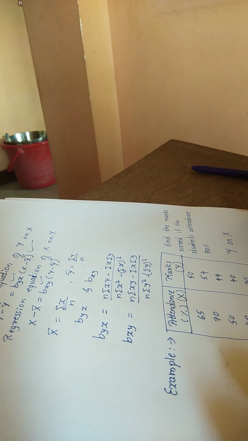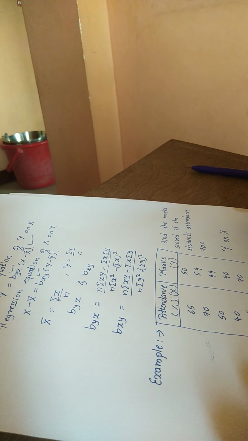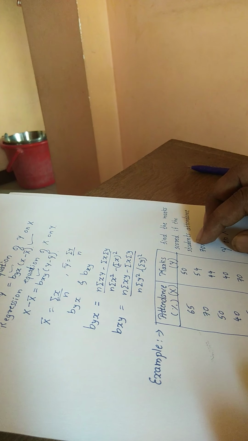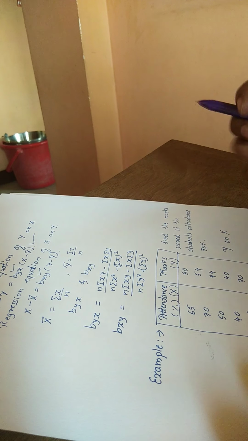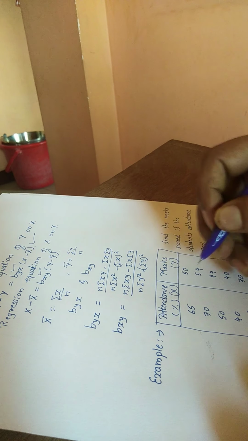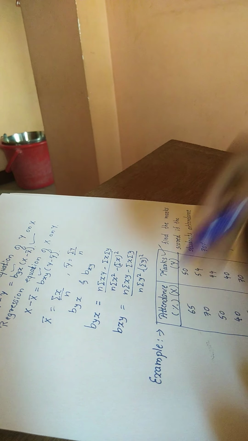Okay, now let us discuss an example of regression analysis. As we already discussed the theory, I had taken an example of two variables, where one variable is attendance and another variable is marks. Clearly, by considering these two variables, we can say that marks is the dependent variable and attendance is the independent variable.